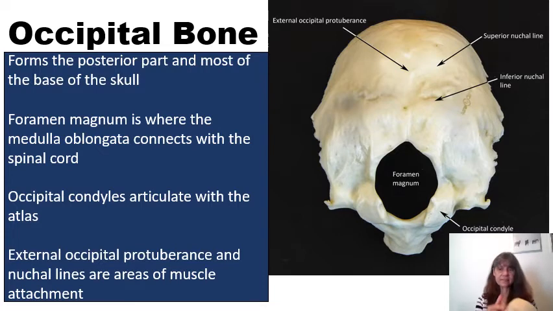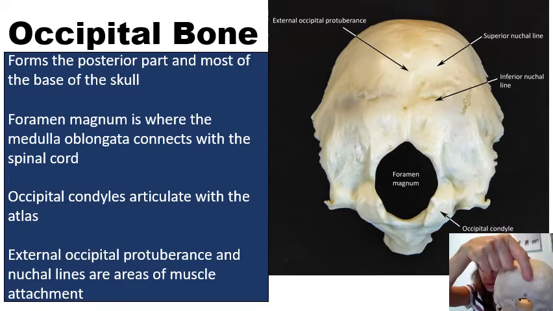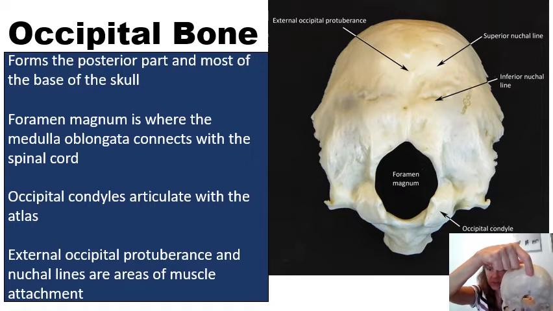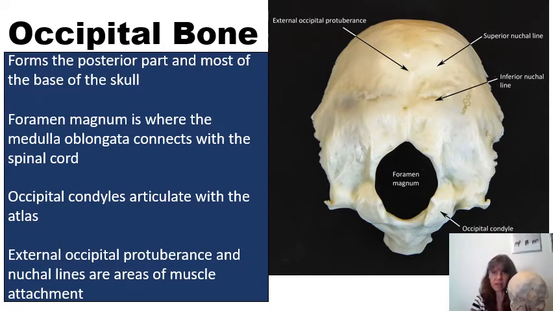You'll notice there is a bump on the posterior aspect of the skull within the occipital bone. That is the external occipital protuberance. There is a line on either side of this bump, which is the superior nuchal line. There is a line that's lower and more inferior to the superior nuchal line, known as the inferior nuchal line. And the external occipital protuberance and the nuchal lines are important because they are areas of muscular and ligamentous attachment.